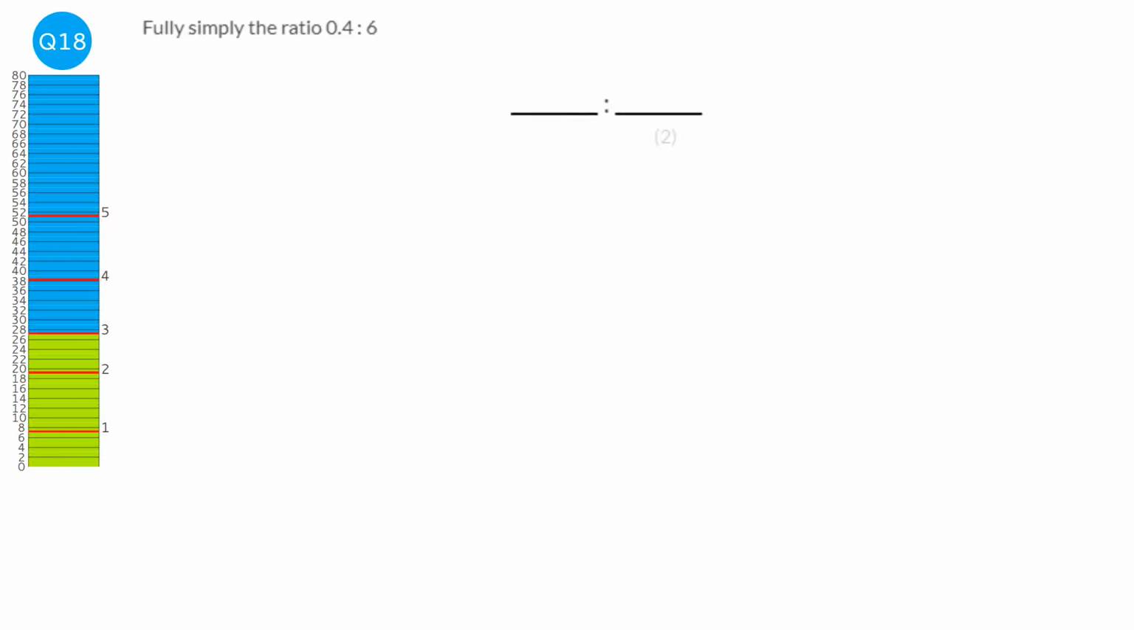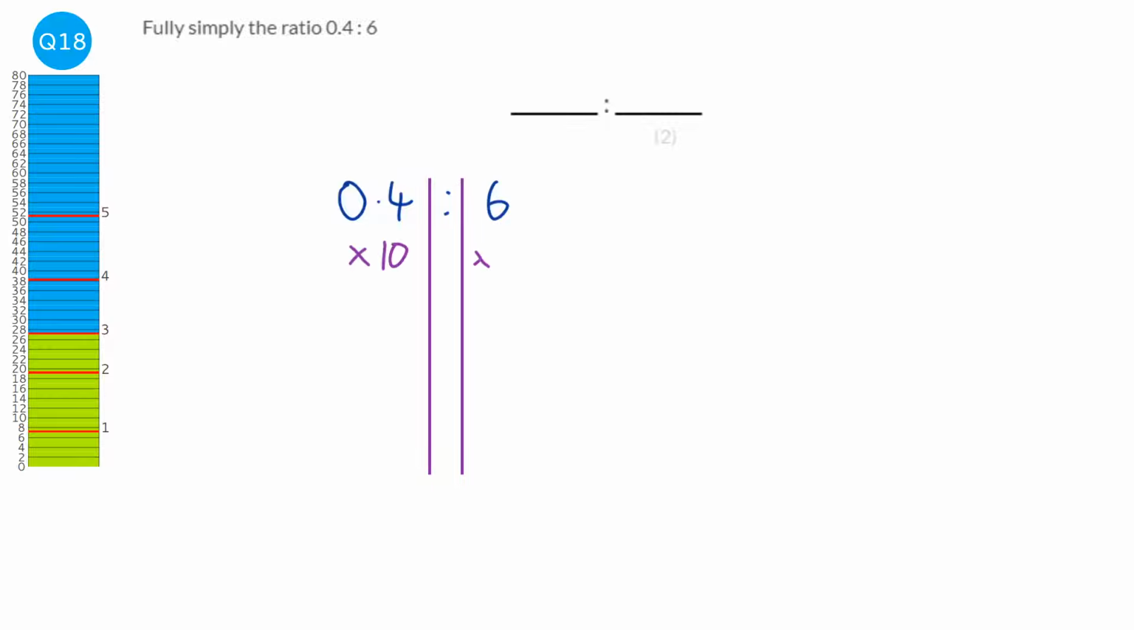Just like when you're simplifying fractions, you can't have decimals at the top and bottom. You can't have decimals at the left and right of a ratio. So we're going to have to get rid of this decimal. And the way we're going to do that is simply times each side by 10. And that will leave 4, and that will be 60. Now we can simplify this further, because I can divide left and right by 2.